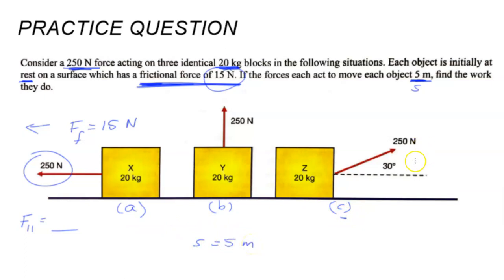In this example, obviously what you're going to need to do is resolve this force into its components and determine what the horizontal force is. And then once you work out what this is, you'll need to subtract your frictional force from this value. And that will give you the net force in this direction.